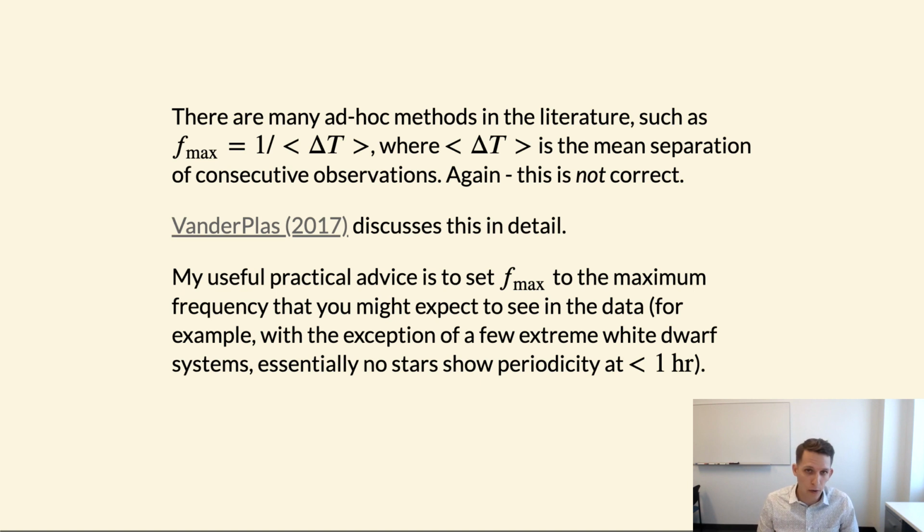Instead, my practical advice, and I think this is a case where practical advice trumps very detailed mathematics, is to just set the maximum frequency to the highest frequency that you might expect to see in your data. So for example, with the exception of only the very smallest white dwarf systems, there are no stars that show periodicity at timescales of less than an hour. So most of our frequency searches could be limited by 1 hour. That's the highest frequency for which we might expect to recover any signal.